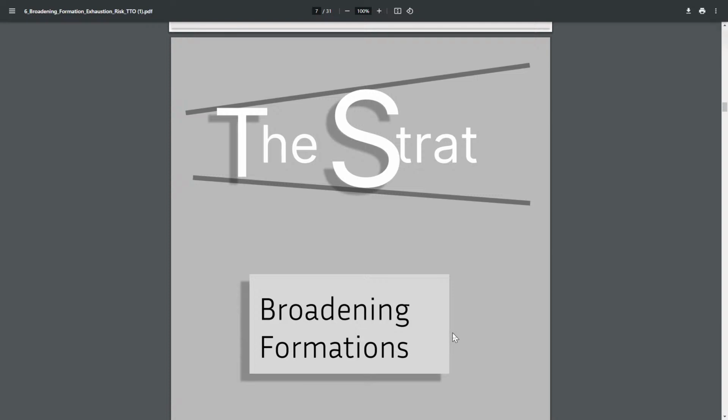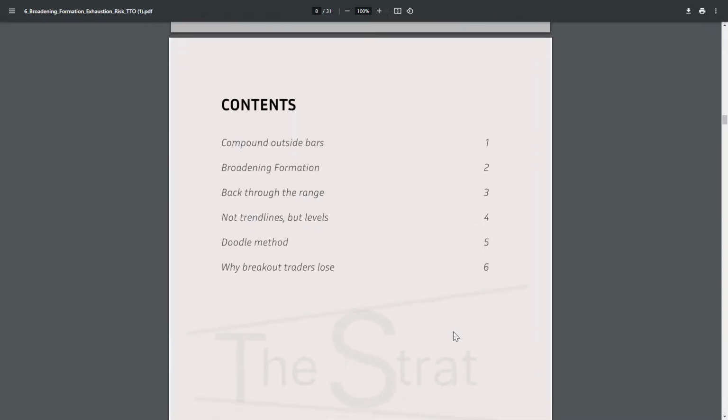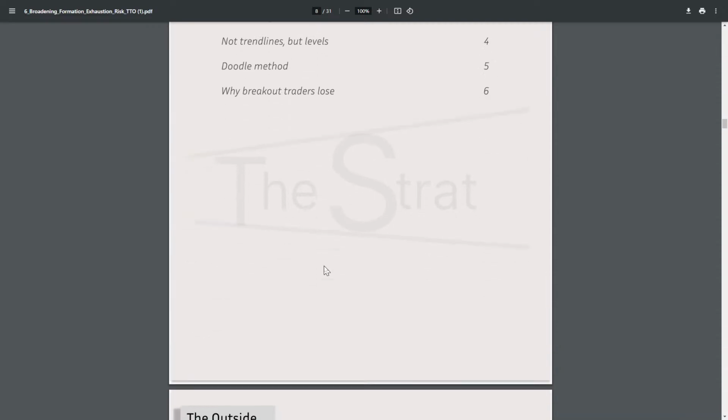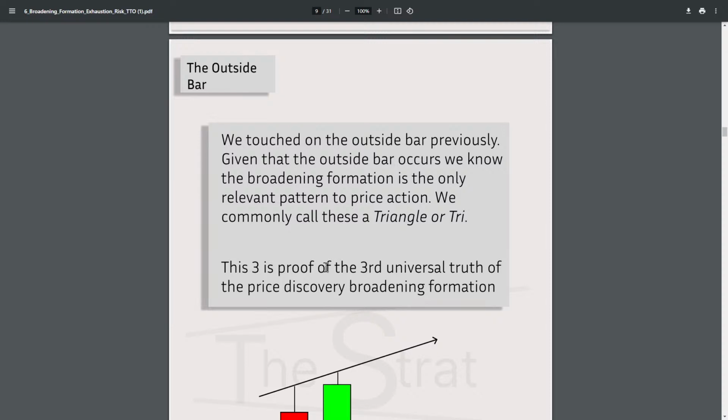Okay, now we're going to talk about broadening formations. Here's the contents. I feel like I don't need to read all those to you. We're going to go through them. So the outside bar. We touched on the outside bar previously in, I think it was the first class, about the strat scenarios, the 1s, the 2s, and the 3s. Given that outside bars occur, we know the broadening formation is the only relevant pattern to price action. We commonly call these a triangle, a tri, or a broadening formation.